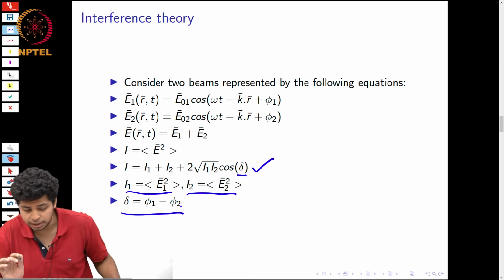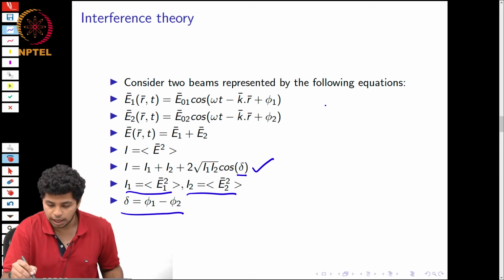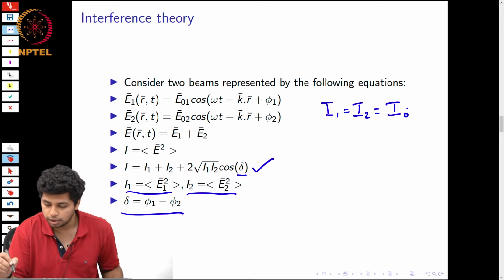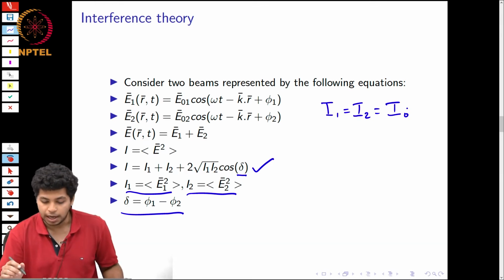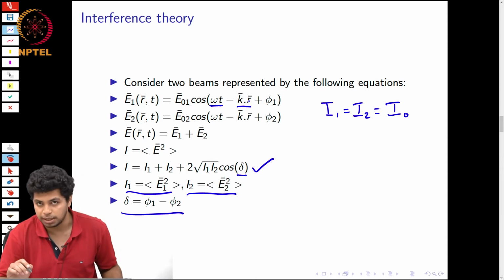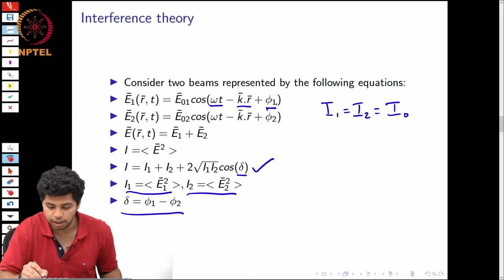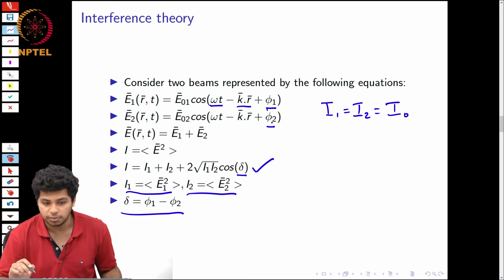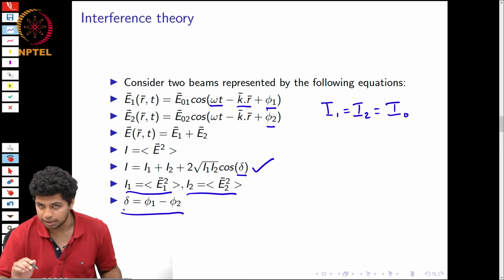Now let's consider this example here. Consider that I1 is equal to I2 is equal to I0, which means both the beams have equal intensity. And let us also consider that omega t and k dot r for both beams are the same. So the only thing different for both the beams is phi 1 and phi 2, which means there will be a non-zero delta term, but everything else will be the same.